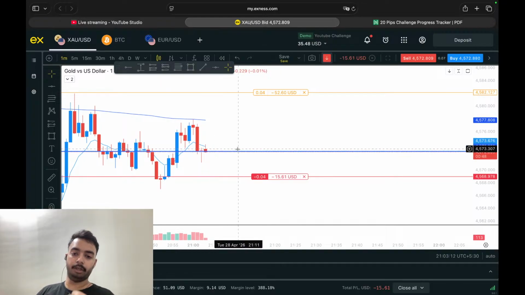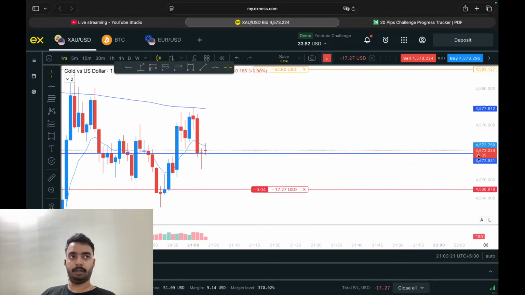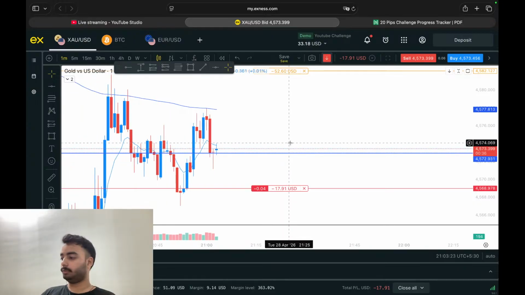Sure. It didn't close below this zone, so we'll wait. And we see neither candle closed below it.